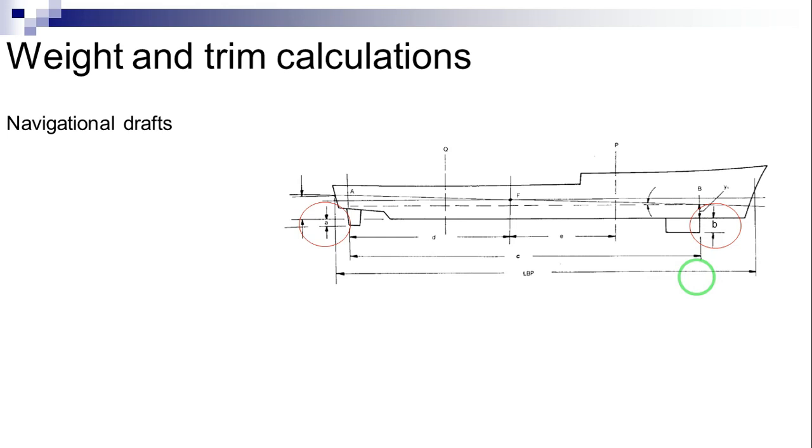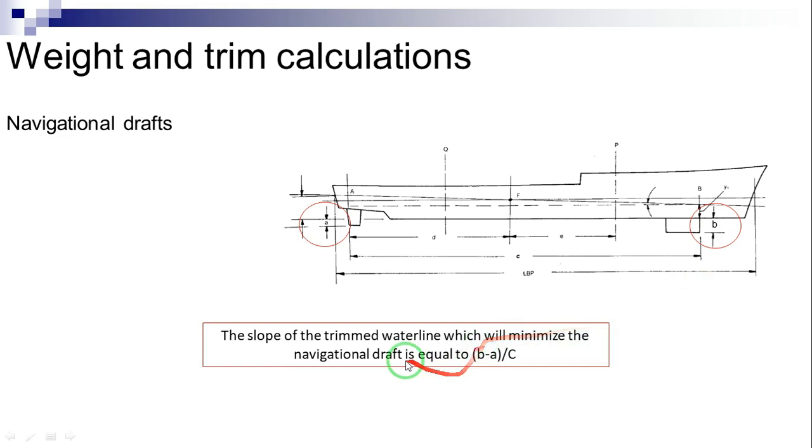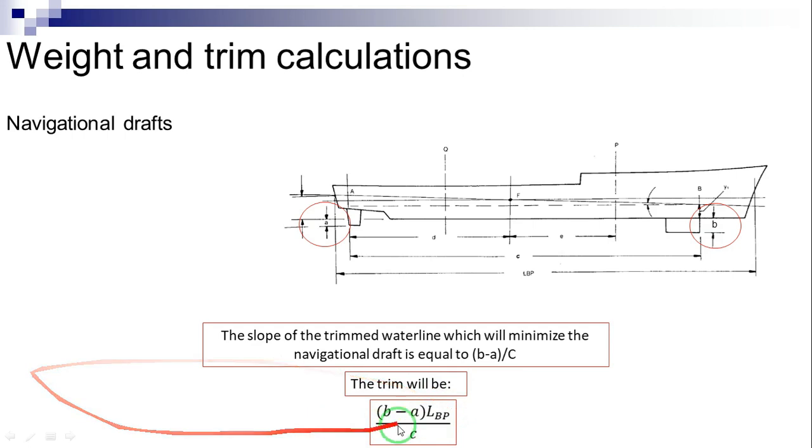The slope of the trimmed waterline which will produce this condition is equal to B minus A divided by C, with the ship trimmed by the stern. The trim for the minimum navigational draft will be the slope of the waterlines multiplied by the length between perpendiculars, LBP, or (B minus A) times L divided by C.